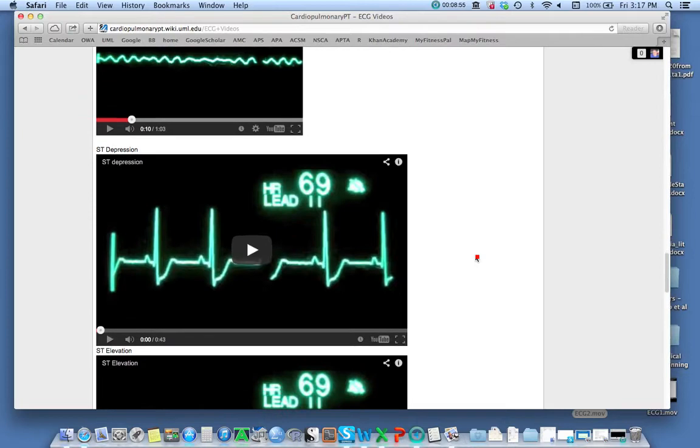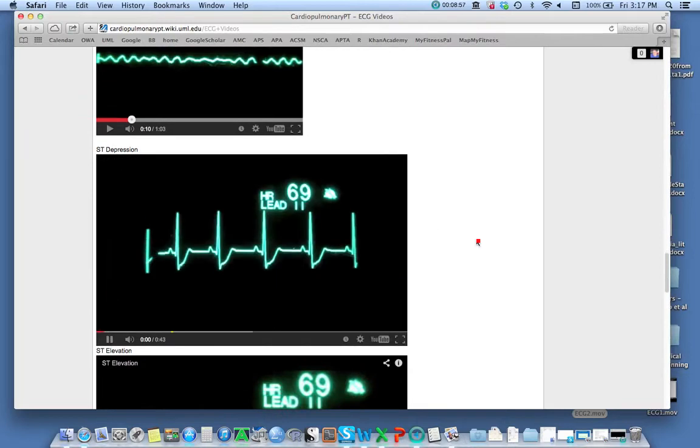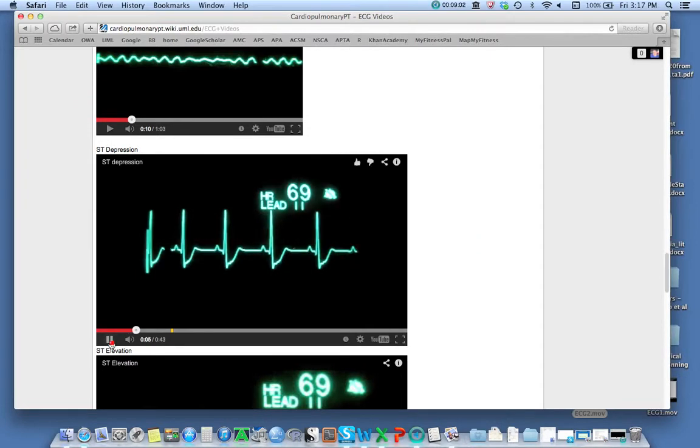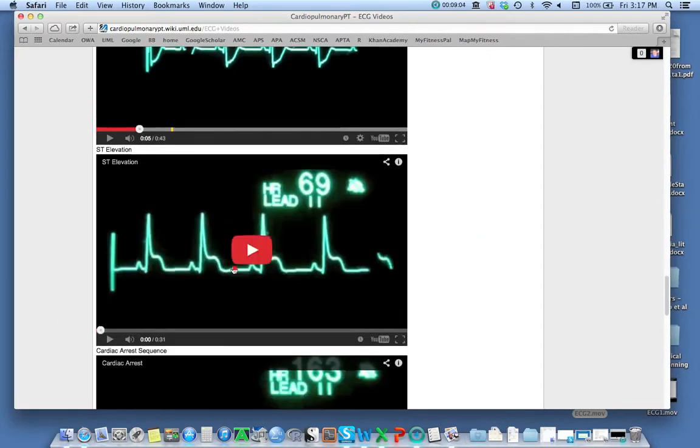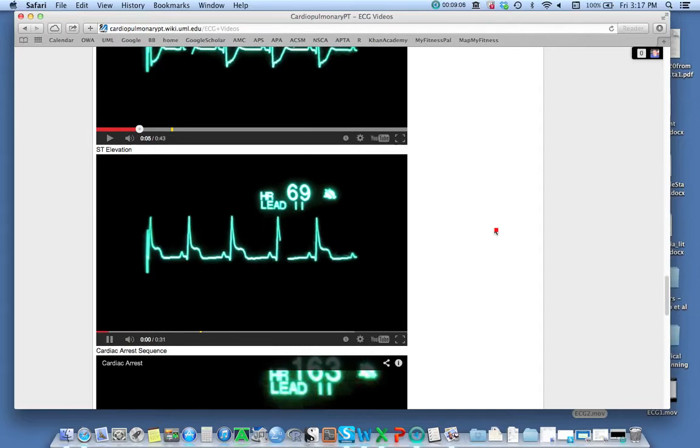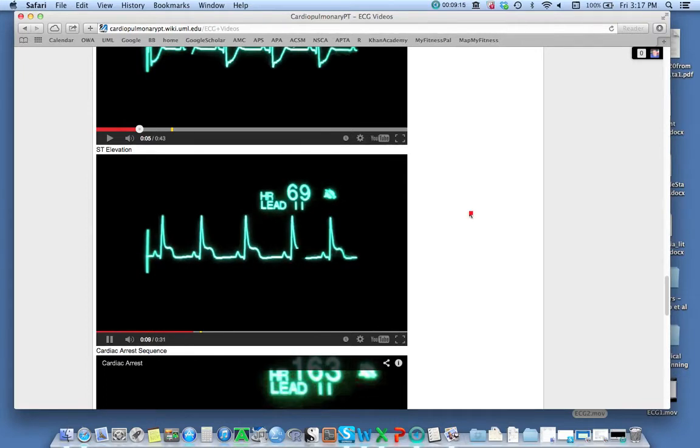So here's ST depression. If you remember, this is an indication of cardiac ischemia. I encourage you to go to the wiki and watch through that. Here's ST elevation, an indication of cardiac injury and possibly progression to infarction, but infarction is ruled in later.